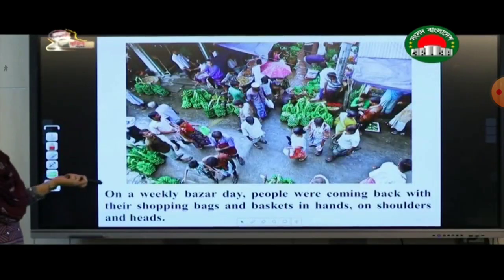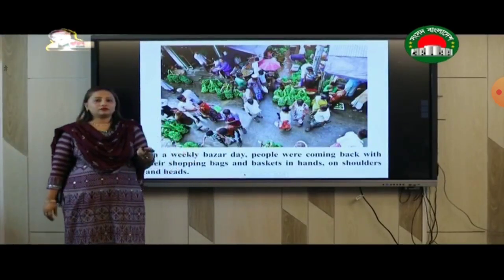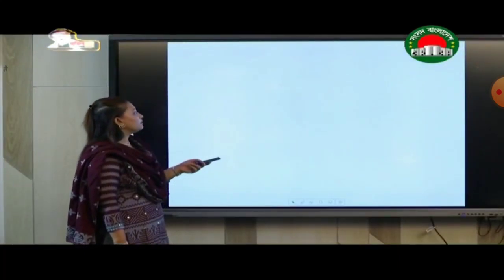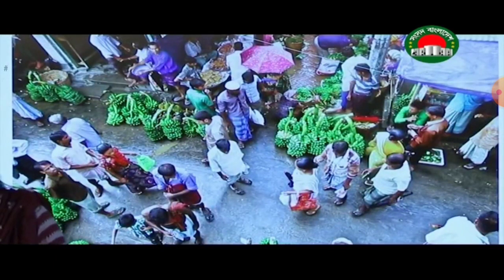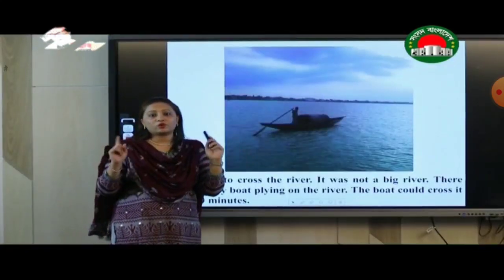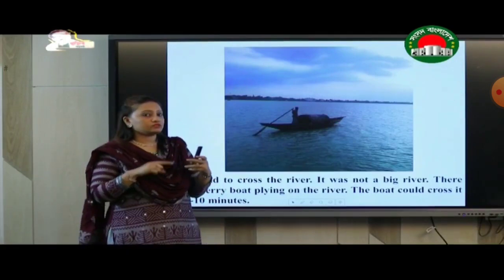This is the bazaar day. Actually in villages there is a specific one day in a week. It's called bazaar day or haat day. So Jamil is the main character of the passage. You can see the villagers are buying their things from the bazaar, and this is the river which they need to cross. Jamil was the narrator.